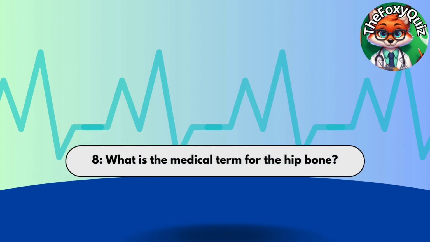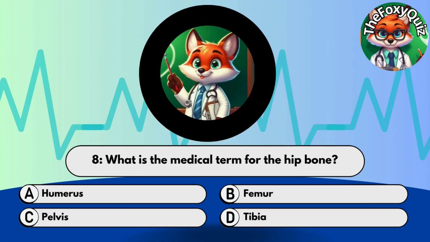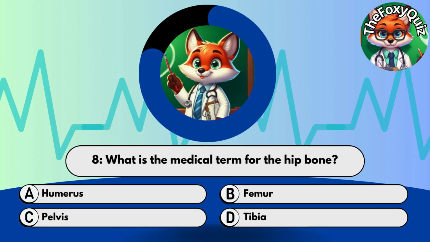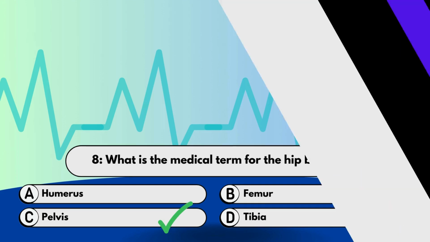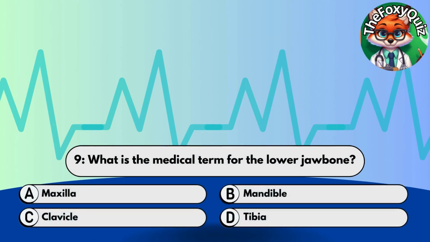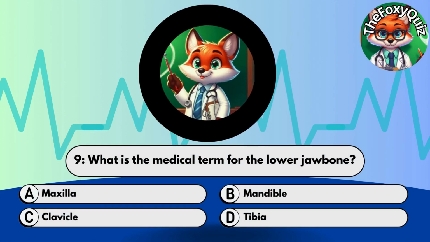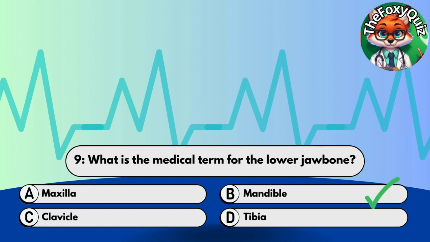Question 8. What is the medical term for the hip bone? A, humerus, B, femur, C, pelvis, D, tibia. Answer: C, pelvis. Question 9. What is the medical term for the lower jawbone? Which option do you think is correct? Answer: B, mandible.